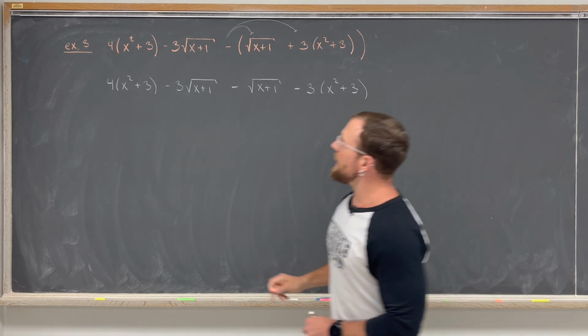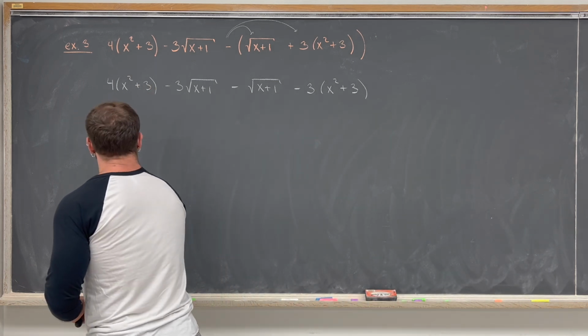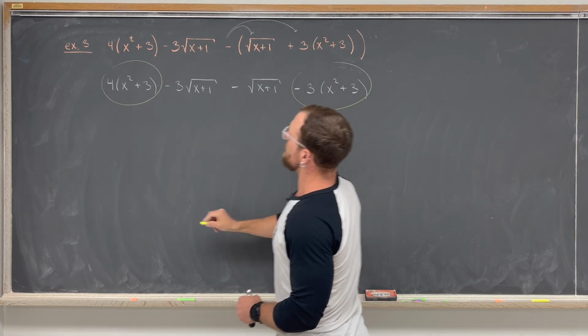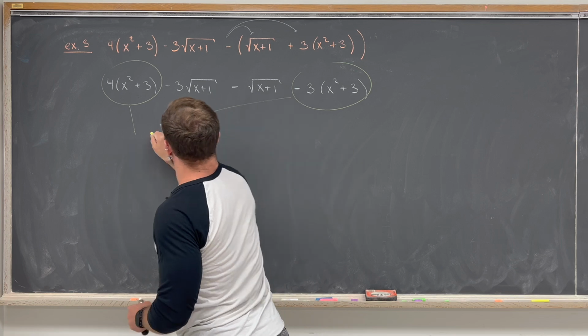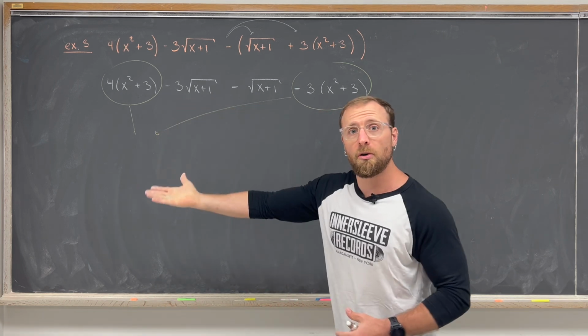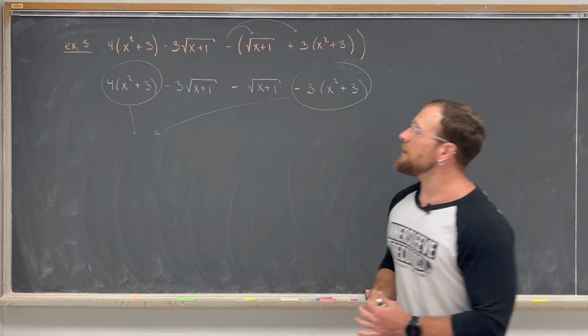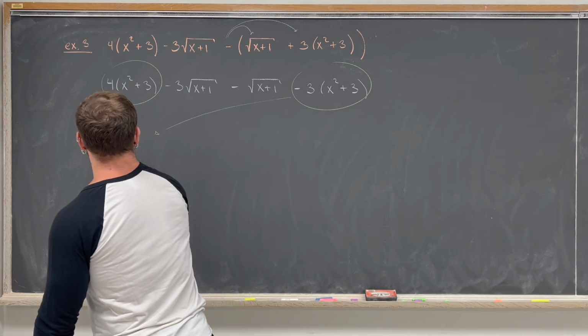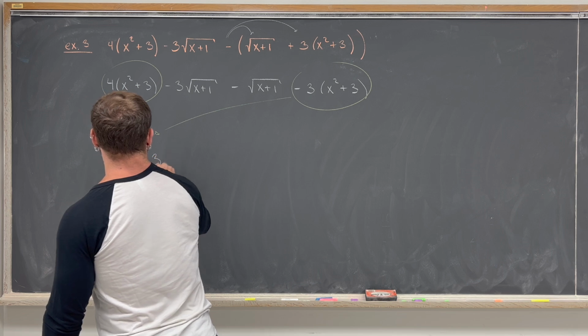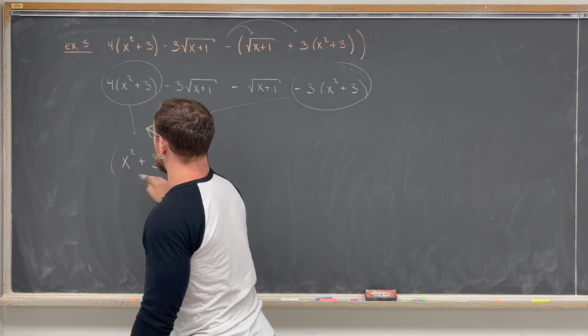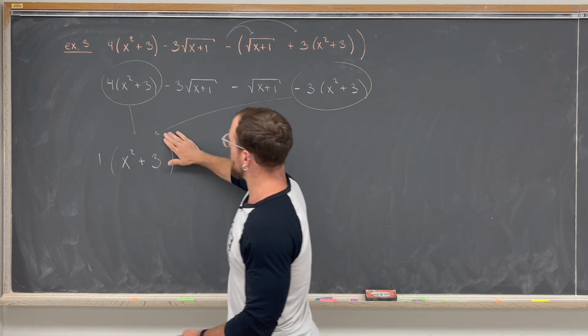And if I've got 4 of them over here and minus 3 of them over there, those can be combined. If I've got 4 over here and negative 3 over there, combine them, you have 1. You have a single x squared plus 3. 4 minus 3 is 1. There's a 1 out front that I don't really need to write. Okay?